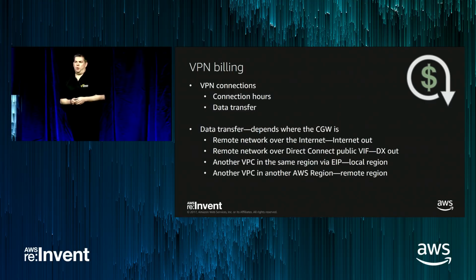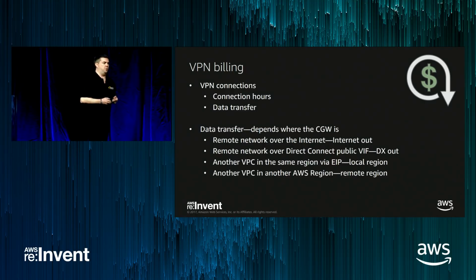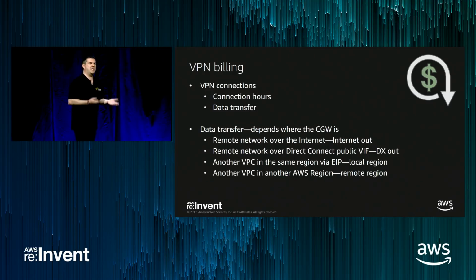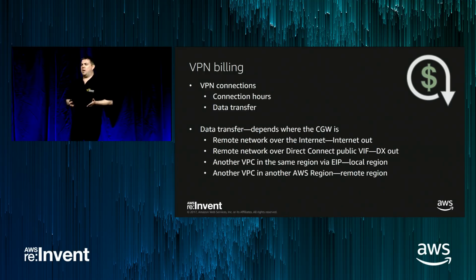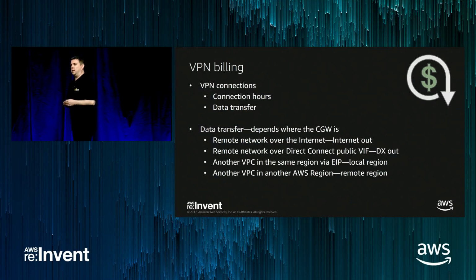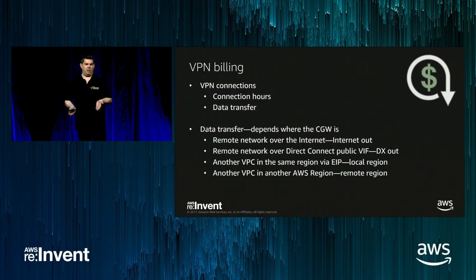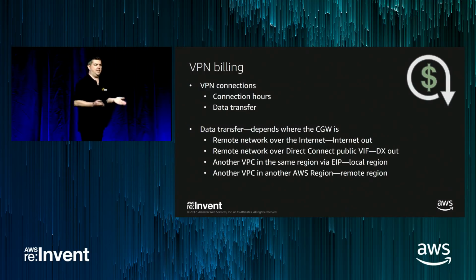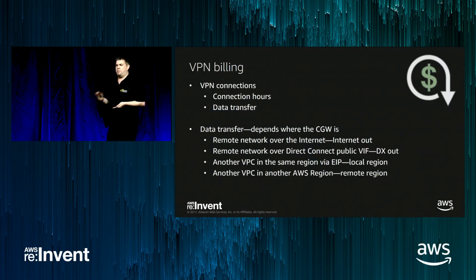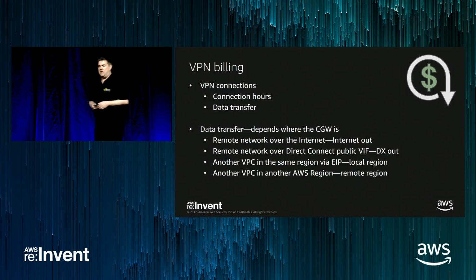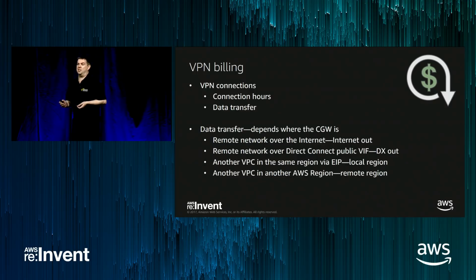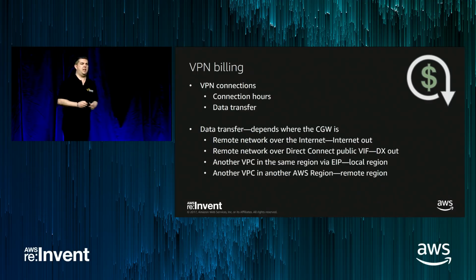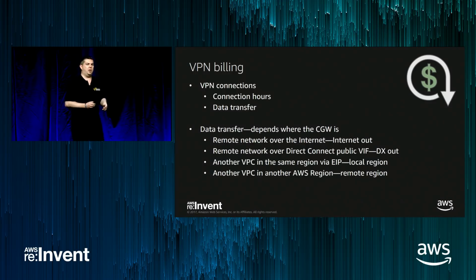So how does billing work with VPN? Well, there are 2 components to billing on the VPN connection. First of all, there's the connection hours that I've mentioned already. When you create that VPN, we start charging you for that VPN connection. If you delete the VPN connection, that billing stops. The other element, though, is the data transfer. So how do we calculate that data transfer? Well, the simple answer is it depends on where the customer gateway is located for this VPN connection. So if this customer gateway is located in your data center and it is hosted out on a public IP out on the internet, then the rates that are applied are the internet data transfer rates, internet out.